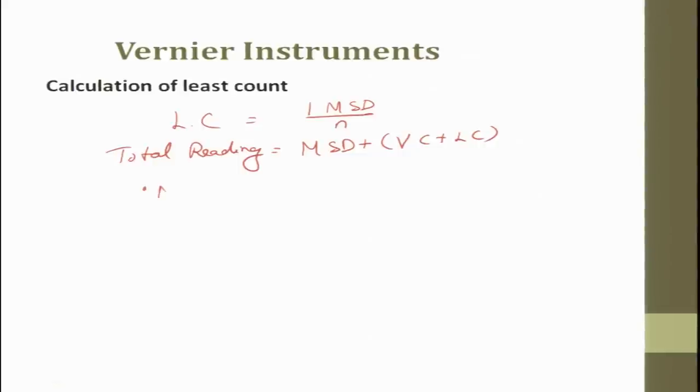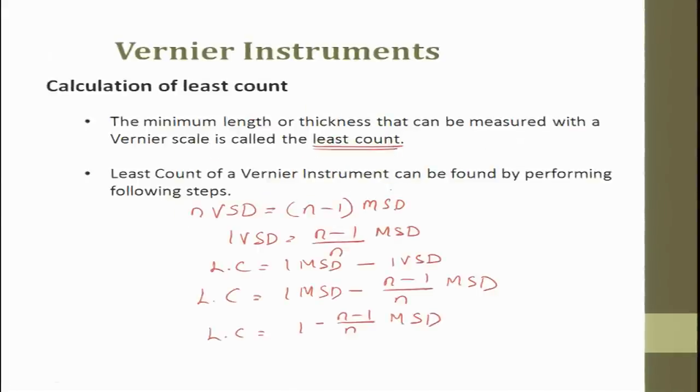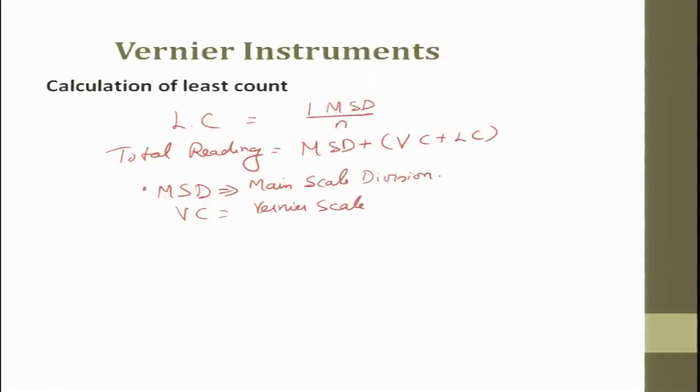Here let me explain the acronyms. MSR is the main scale reading, MSD is the main scale division. LC is the least count and VSD is the vernier scale division. So, this is how we calculate the LC for a given vernier. It is 1 MSD by N, where N is the number of divisions.